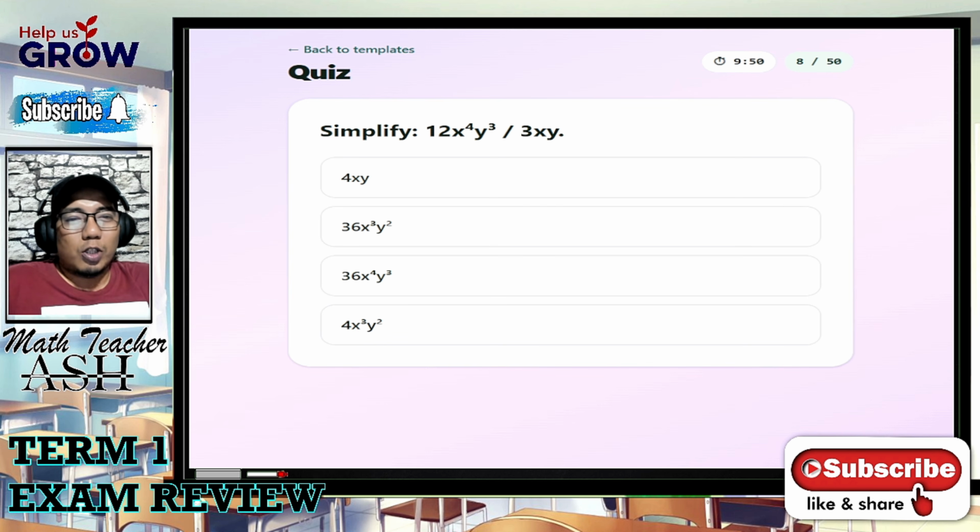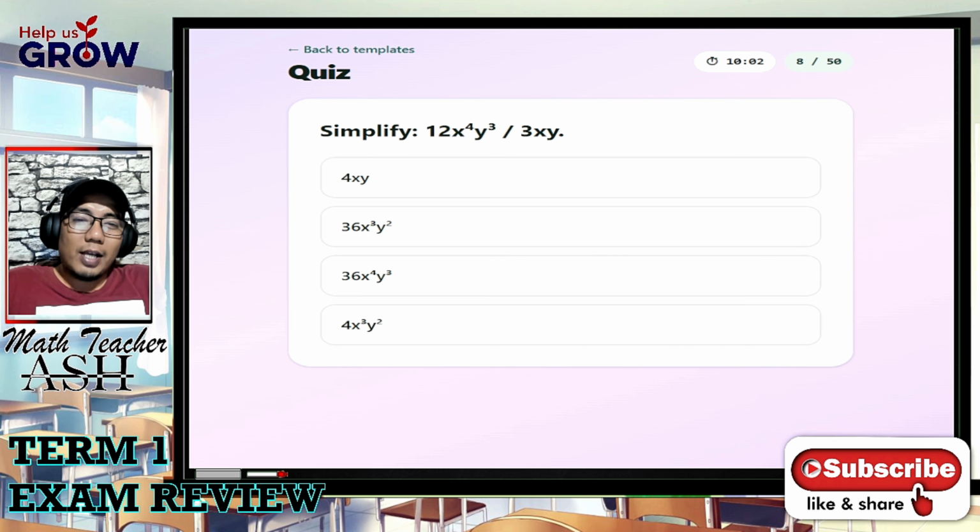Simplify 12x to the power of 4y cubed over 3xy. Is it 4xy? Is it 36x cubed y squared? Is it 36x to the fourth y cubed? Or is it 4x cubed y squared? What do you think is the answer?